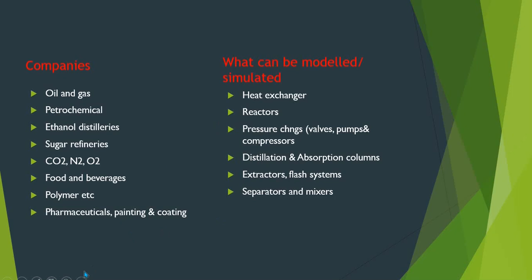Then also now we have what can you model? Because we said you can model a process, but what is it exactly? What do you need? So we have heat exchangers. You can model a heat exchanger. You can model a reactor. You can model pressure change equipment: valves, pumps, compressors, distillation and absorption columns, extractors, flash systems, and separators and mixers. So these are the unit operations exactly that we can model.